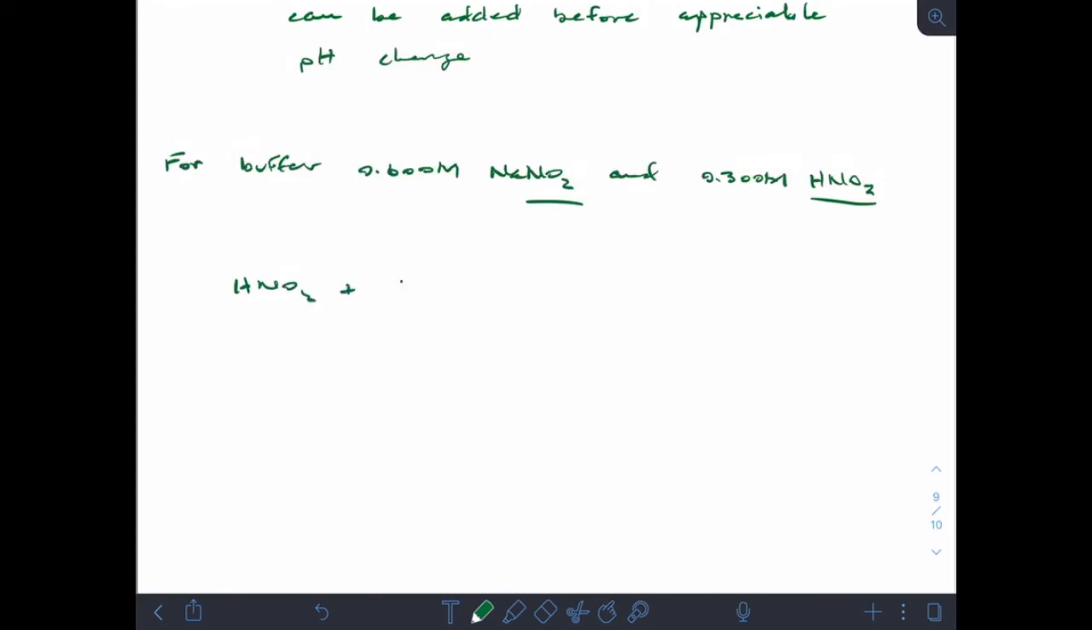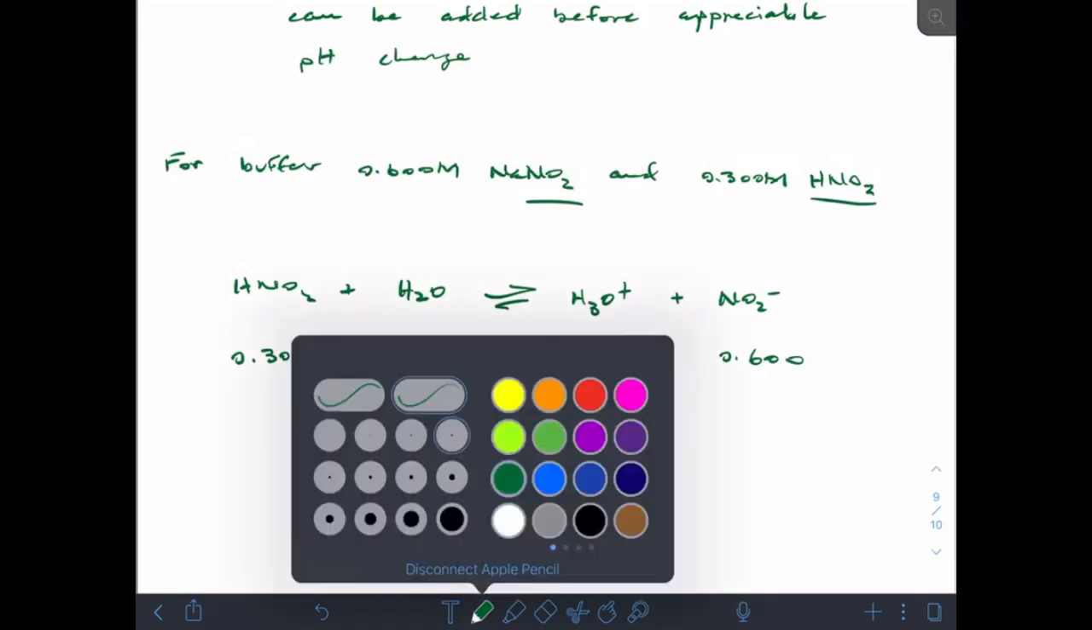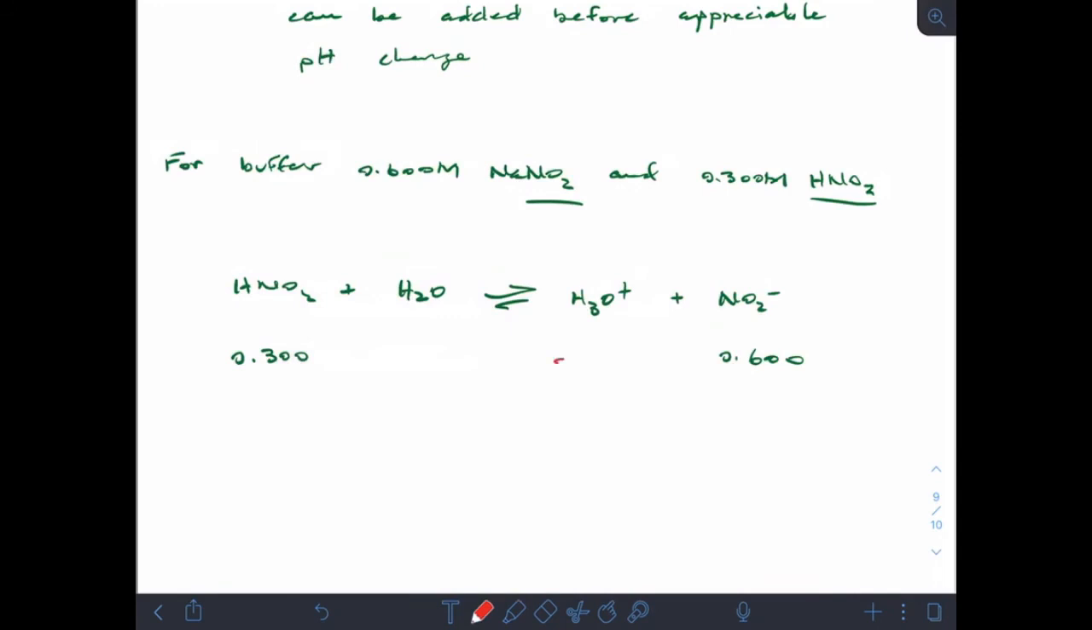So HNO2 plus H2O gives H3O plus and NO2 minus. Initially we have 0.3 molar of the acid and 0.6 molar of the base. Now let's say we add 0.7 molar of acid. We take some hydrochloric acid and dump 0.7 molar worth of hydrochloric acid into this buffer.